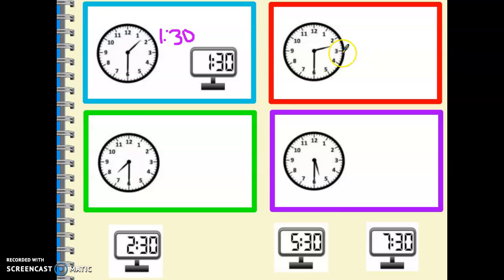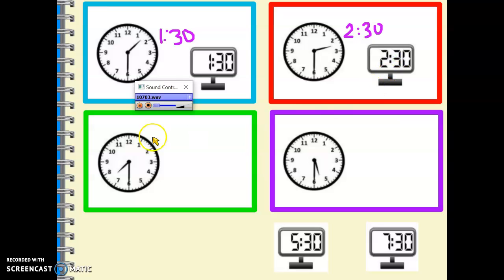Let's look at this one. The clock says, see, look at the hour hand. It's between 2 and 3. So it's not 3 yet. It is 2. And then the minute hand, if it's on the 6, then that's 30 minutes. Remember, we count like 5, 10, 15, 20, 25, 30. So that time is 2:30. Let's find the clock that says 2:30. It is right here. Good job.